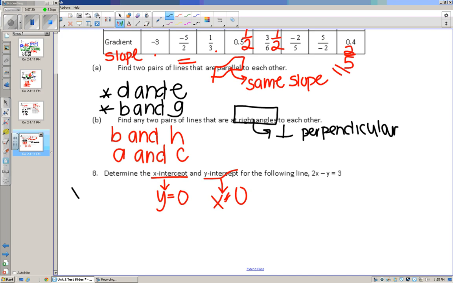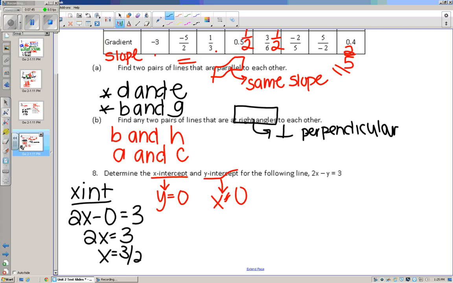So if I'm trying to find the x-intercept, I'm going to take the equation as is. I don't need to rewrite it. And everywhere I see a y, I'll put a 0. So it'll be 2x minus 0 equals 3. So 2x equals 3. That means x equals 3 over 2. So if I wanted to write this as a point, I know my x is 3 over 2, and for y, I put a 0. So my x-intercept is 3/2, 0.